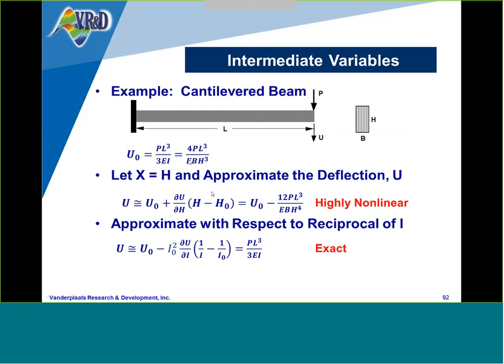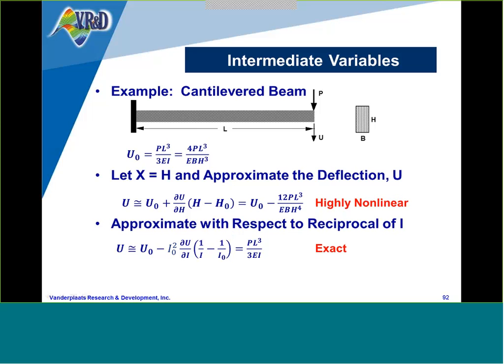What are intermediate variables? Imagine now the cantilevered beam and we want to calculate the gradient of the deflection. If the design variable is the height, the gradient, if we do a linear approximation, we find that's u0 minus 12 PL cubed over EBH to the fourth. It's very highly nonlinear. On the other hand, if we let the design variable be 1 over the moment of inertia, it's exact. Now it's exact because this is a statically determinate structure, but in general it's a good approximation.